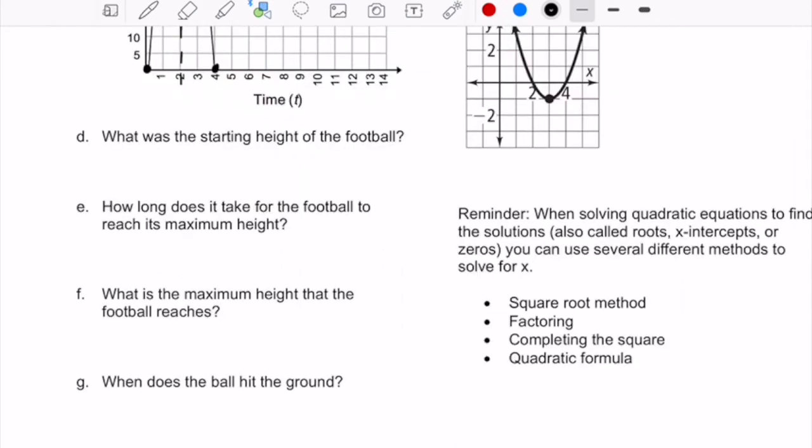The first question asks, what was the starting height of the football? Based off of the y-intercept being at 0 comma 0, we say that the starting height of the football was 0 feet. It takes the football 2 seconds to reach its maximum height, and the maximum height that the football reaches is 64 feet. That's the highest that it goes. The last question says, when does the ball hit the ground? That occurs 2 seconds after that axis of symmetry. And so the ball will hit the ground after 4 seconds.